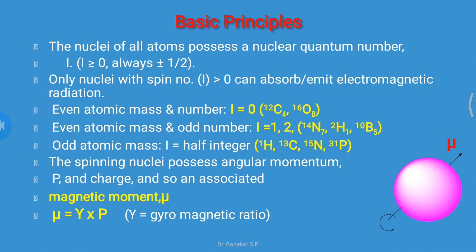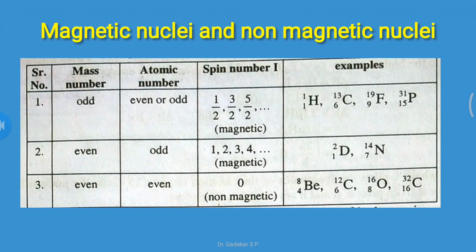Now, magnetic nuclei or non-magnetic nuclei. If the mass number is odd and the atomic number is even or odd, the spin quantum number is always half integral, and those nuclei are magnetically active.